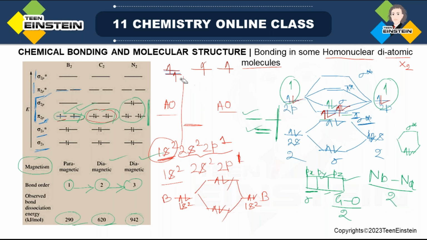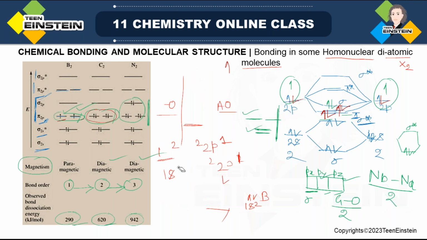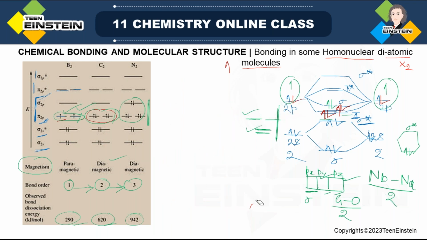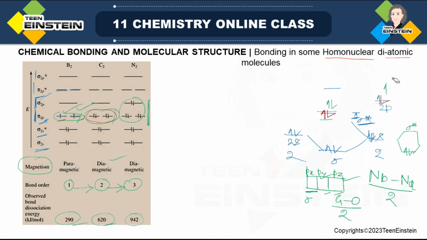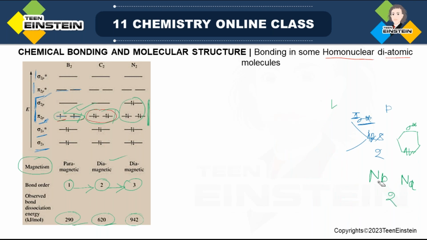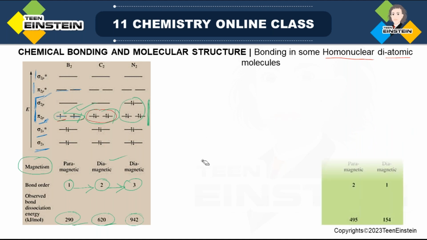Now these 3, that is B2, C2, N2. After nitrogen, remember, nitrogen has atomic number 7, the next element has atomic number 8, oxygen. After oxygen, which atomic number? 9. That means fluorine. What happens in case of oxygen or fluorine, that we'll see.